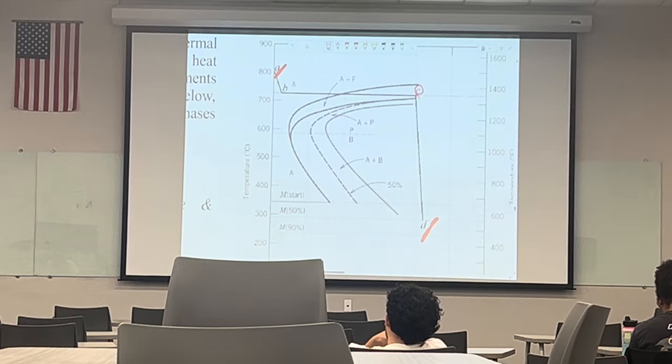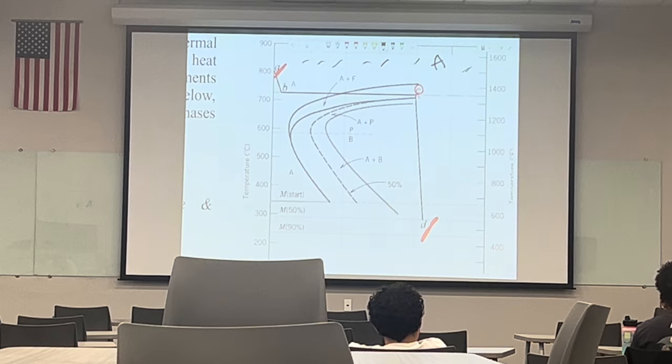So we start here, and we know at that temperature we only have austenite. So this part up here is only austenite. At point A, our system is made up of totally just austenite. When we move along this line here, at a temperature probably like 720, 730, something like that.